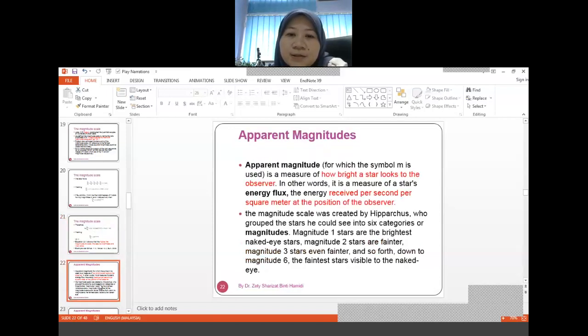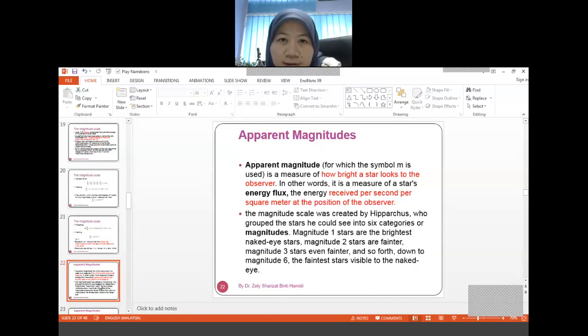All right. So what is apparent magnitude? We can put it as m, and this is how bright a star looks to the observer. Something we can see, that is what we call apparent magnitude. This is actually the energy flux, which is also the energy received per second per square meter at the position of the observer.